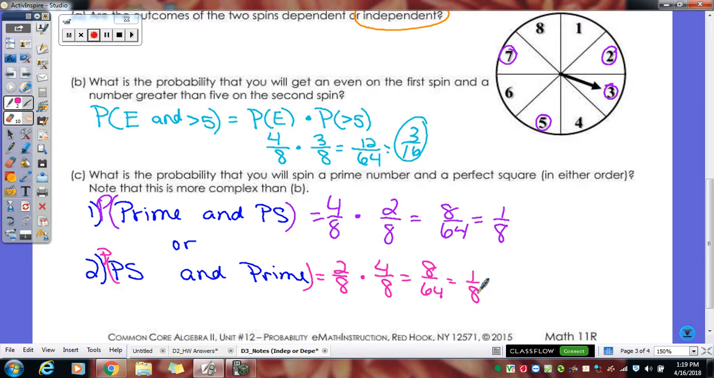So we would get 1/8 for that part also. But now we have this little "or" statement here. We said it was going to be one way or the other. So whenever we have "or" in probability, that means we're going to add. So 1/8 plus 1/8 is 2/8, which reduces to 1/4. So the probability of getting a prime and a perfect square in either order would be 1/4. So you had to multiply your ands, add your ors.